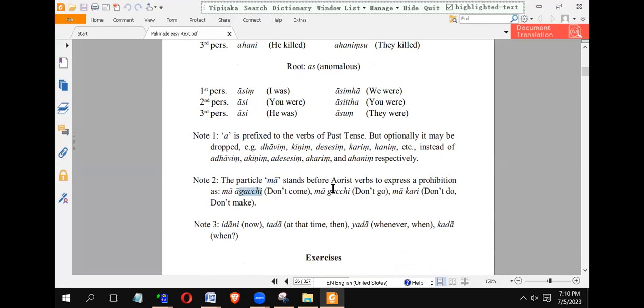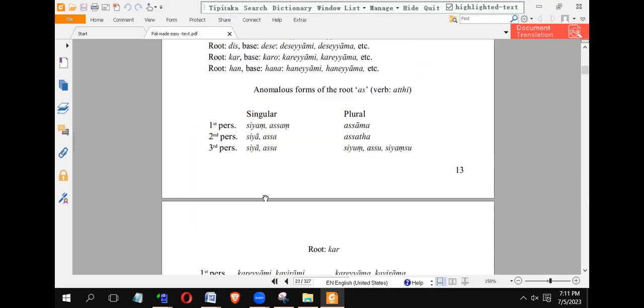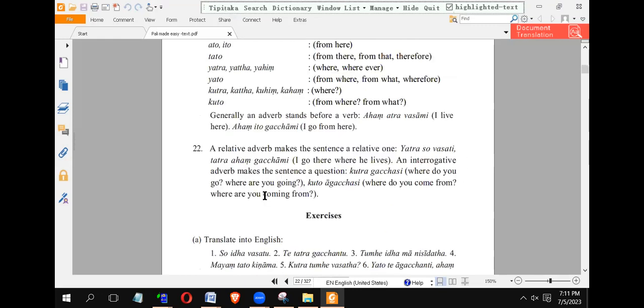So don't come. Mā gacchi, don't go. All right, from the gacchati, go. Mā kari from the karoti, don't do, don't make. So you see this mā before, all right? So where do you see this? On the imperative side. So I hope you all remember.